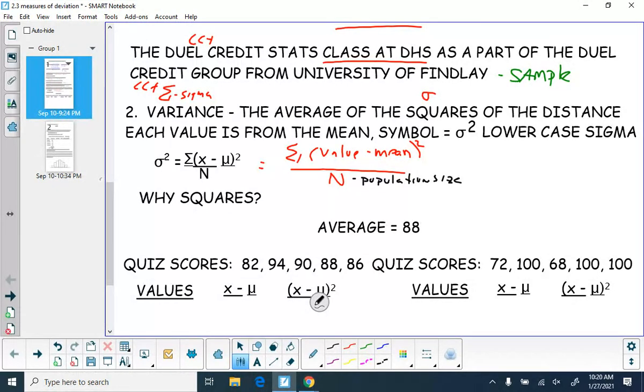And why do we square it? To keep things positive. We square these to keep things positive because we need to eventually take a square root, so we need to have positive numbers there.